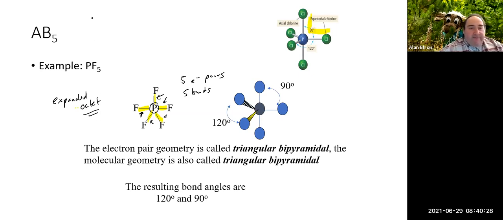So when we deal with 5 electron pairs, the electron pair geometry has a name of what is known as triangular bipyramidal.